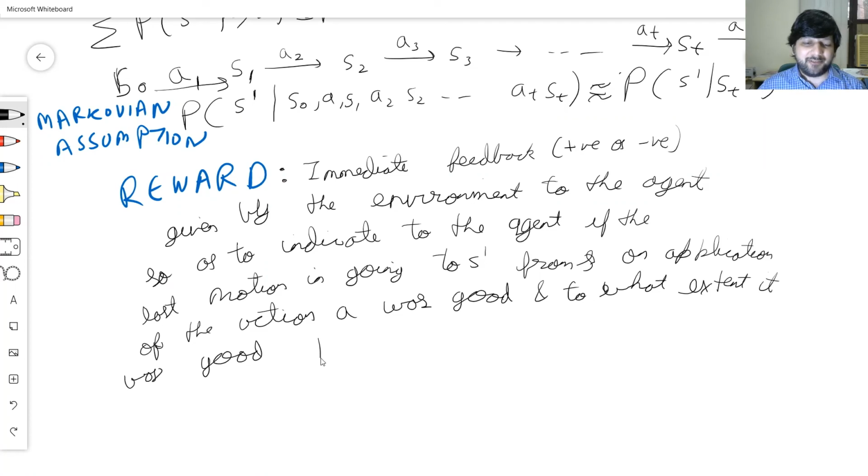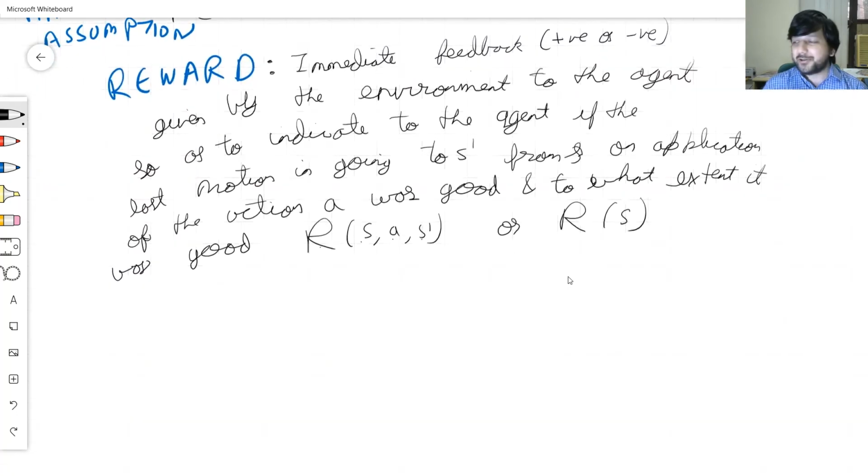In general, I will define it either as R(S, A, S dash). What is the reward that I get in going from the state S by applying an action A to the state S dash, or sometimes the reward is only a function of the states. It has nothing to do with from which state did you go and what action did you apply. So it's sometimes just R(S). So let us define the rewards also for that problem. So again, I take a miniature problem. It goes like this.